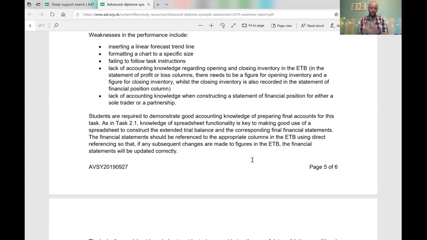Okay, so like I was saying, it is absolutely crucial that you know your stuff in Excel. But in order for you to be able to do that, you need to really know your stuff when it comes to accounting as well.